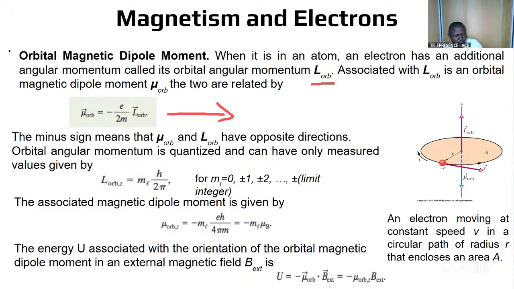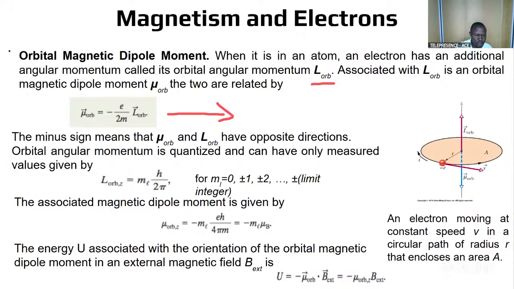So when one points upward, the other points downward. The orbital angular momentum is quantized, that is, it can only take some specific values, and the values are this. So ML is equal to 0, plus or minus 1, plus or minus 2, and so on. So we have L orbital is equal to ML over this. When ML is 0, L orbital will be 0. When ML is 1, L orbital will be h over 2 pi. When it is minus 1, it will be minus.